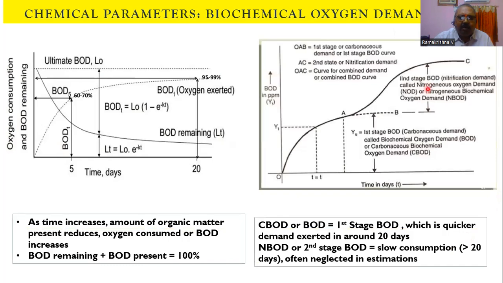Now we'll look at these two graphs. The downward graph is the BOD remaining at any time. So BOD remaining, or BOD available, is this graph. BOD exerted is this, and the ultimate BOD is this. You can see from these graphs how they vary. At time T equal to 5 days, the BOD exerted is around 60 to 70%, usually around 68% of the ultimate BOD. So this is how we look at this particular thing.